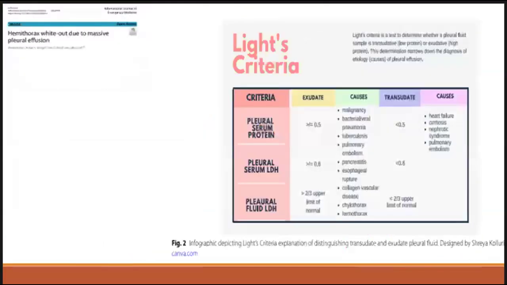And about the Light's criteria, I think the majority of you will know about it. It is very important to understand what Light's criteria is, and it will depend on the serum protein as well as the pleural fluid protein ratios.